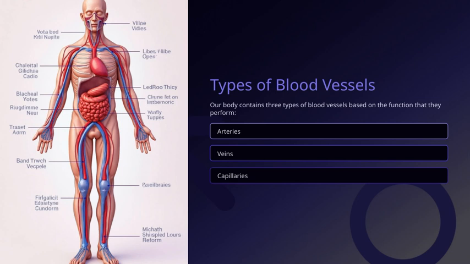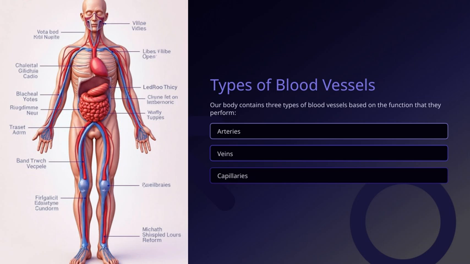Next, we have the veins. These vessels carry blood that is now rich in carbon dioxide back toward the heart. They have thinner walls and often contain valves to prevent backflow, making sure the blood moves in the right direction. Lastly, we have capillaries. These tiny, thin-walled vessels connect arteries and veins and are where the actual exchange of oxygen, nutrients, and waste products occurs with the body's tissues.